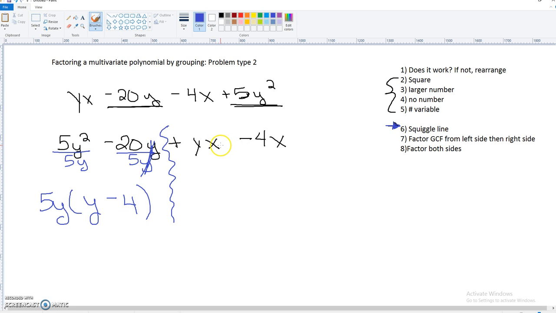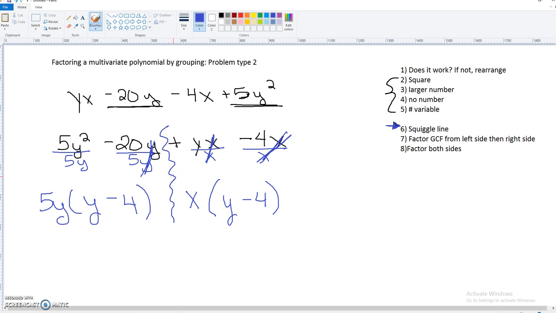Now we go to the right side. Looking at the right side, we can take an x out of both. So we're going to divide by x. That means these cancel and these cancel. So we've got y minus 4.